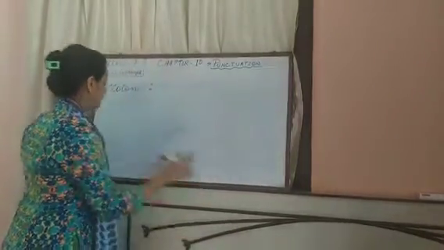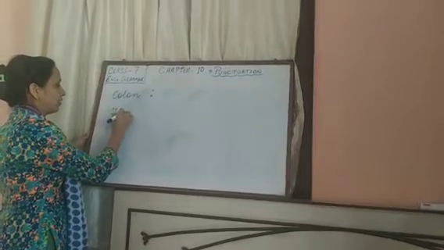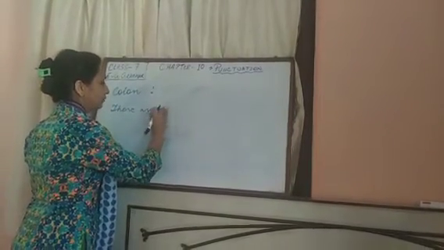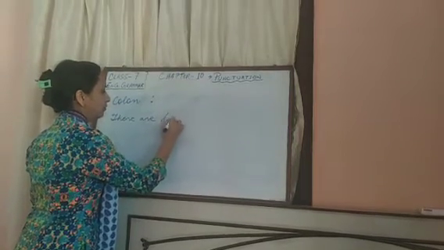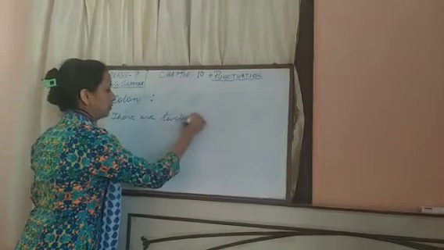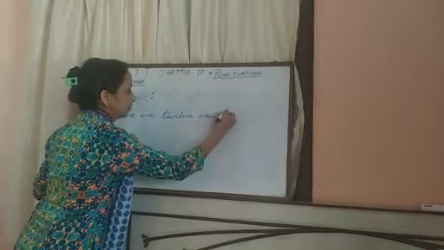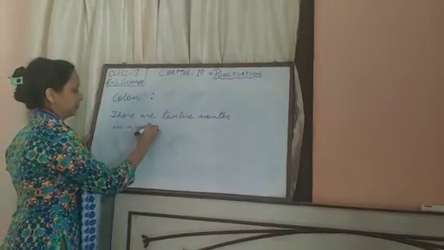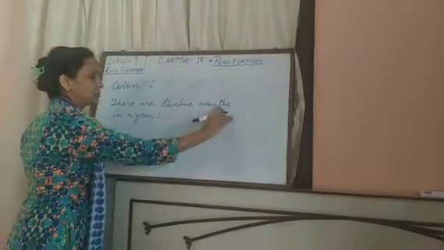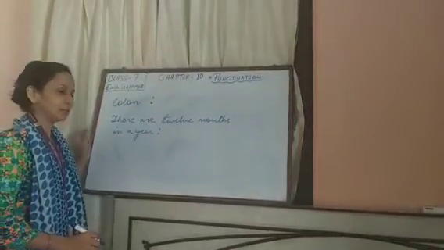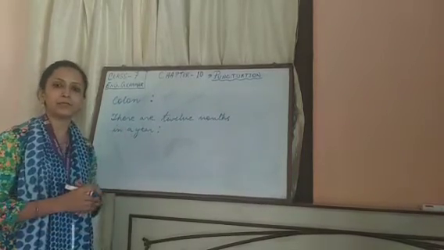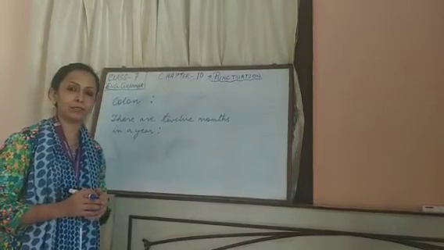Another use, for example, in a sentence itself: there are 12 months in a year. Then you give a colon and mention all the months. So that is the use of colon, and these are the important punctuation marks.